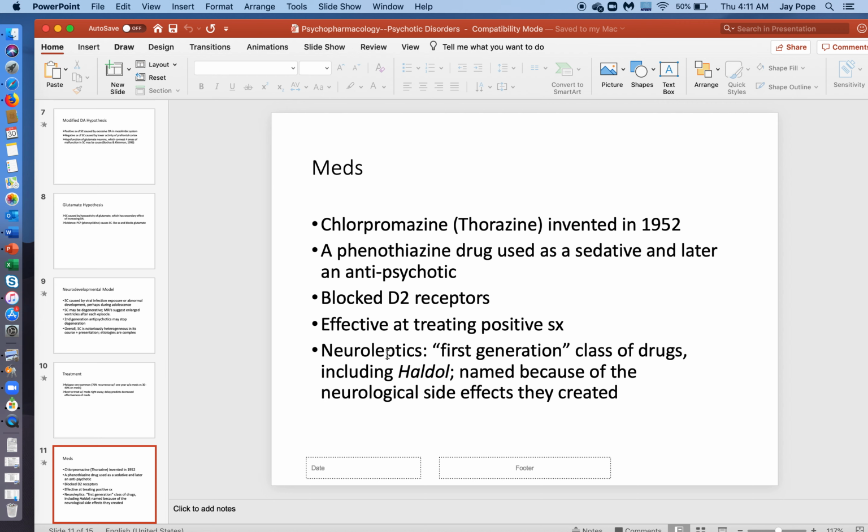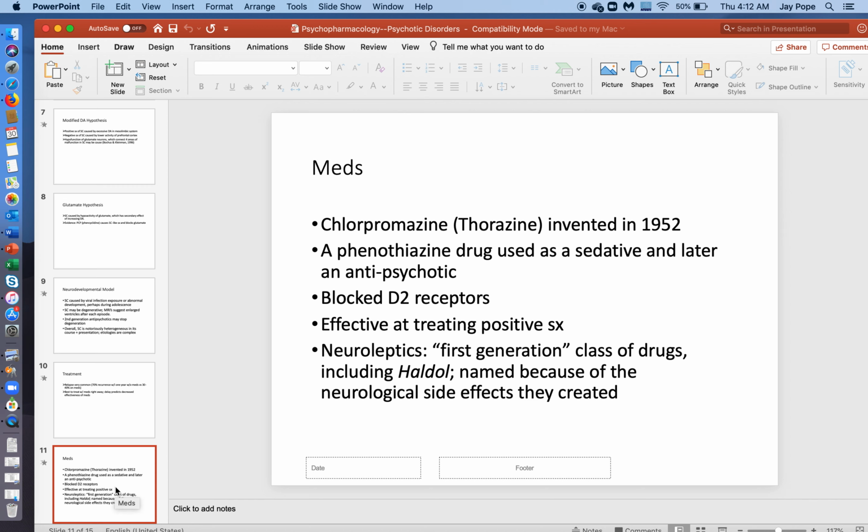The next class of drugs were called the neuroleptics. These still are referred to as the first generation drugs, even though the phenothiazines came earlier. These are still considered to be the first real generation of a class of drugs because there were so many in this category, whereas the phenothiazines were very few. You'll also hear another name for neuroleptics. They're called the conventionals. The conventional neuroleptics, or just the conventionals, or just the neuroleptics, but they all refer to this main big first generation of drugs. The most famous was called Haldol, and these drugs, the neuroleptics, were named because of the neurological side effects that they created.